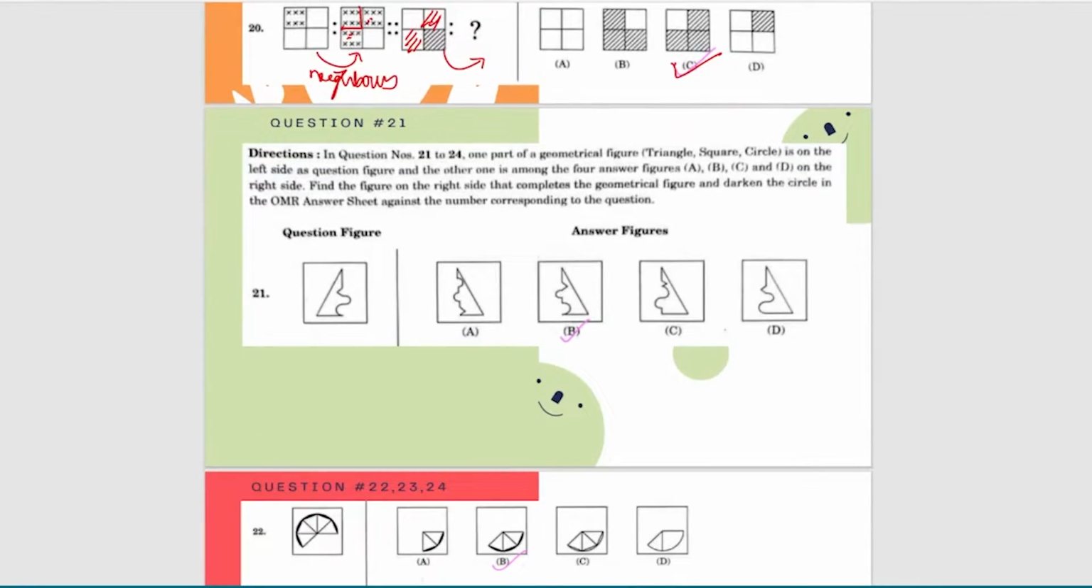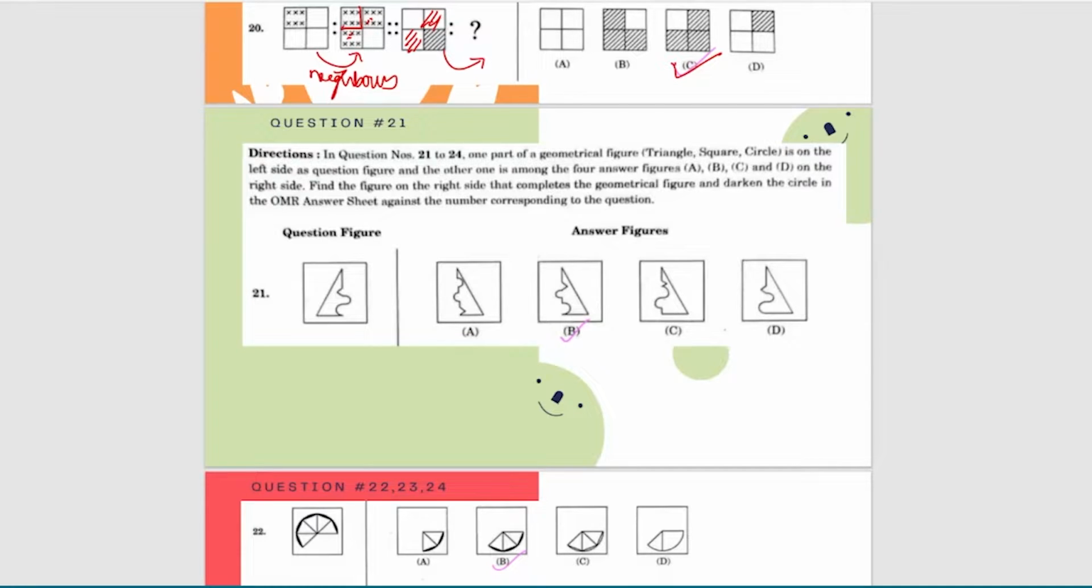Now let's look at question number 21. In question numbers 21 to 24, one part of a geometrical figure, triangle, circle, square, is on the left side as question figure, and the other one is among the four answer figures A, B, C and D on the right side. Find the figure on the right side that completes the geometrical figure and darken the circle in the OMR answer sheet against the number corresponding to the question.